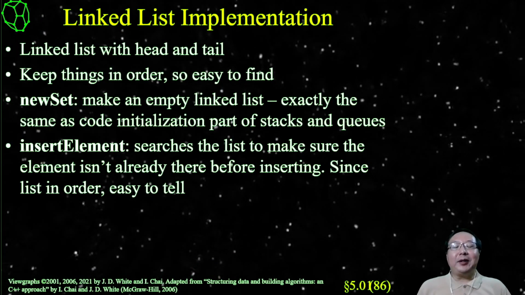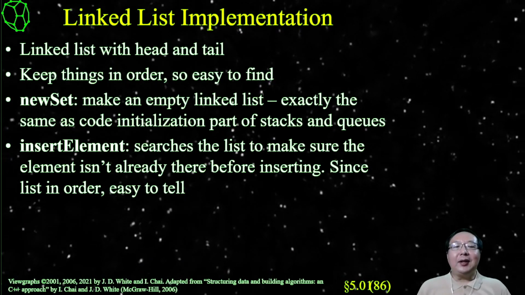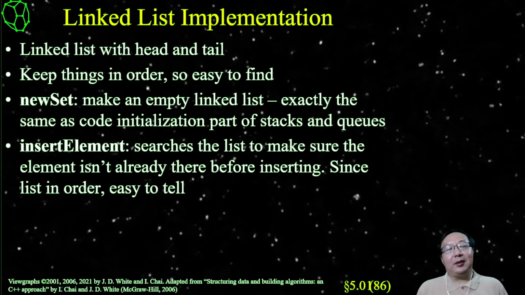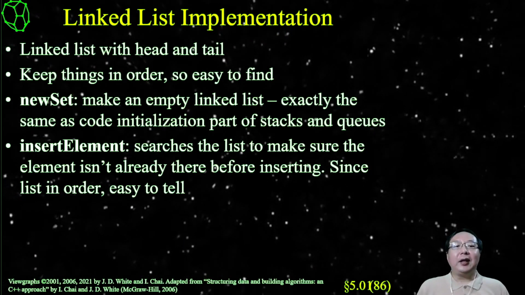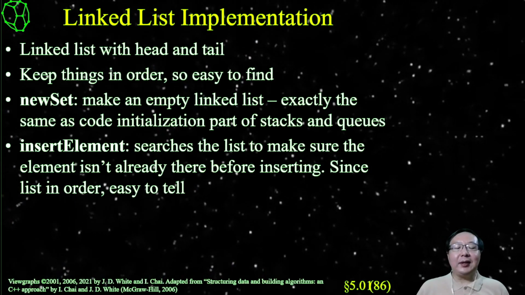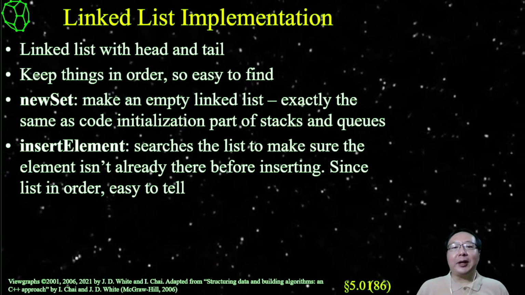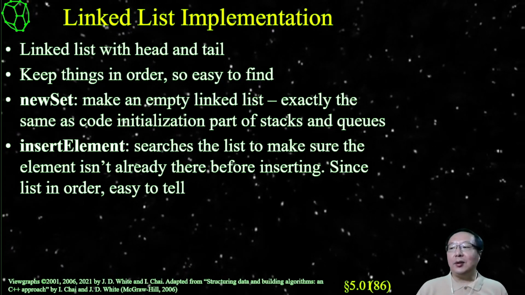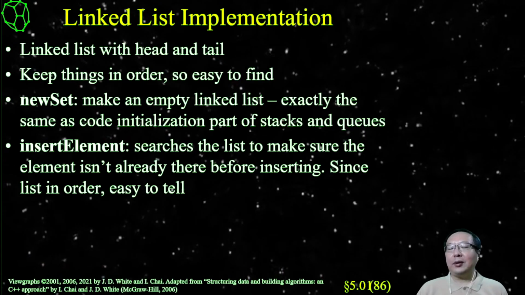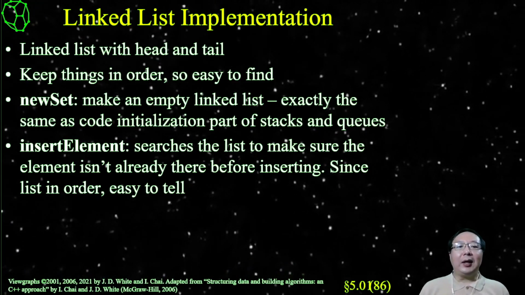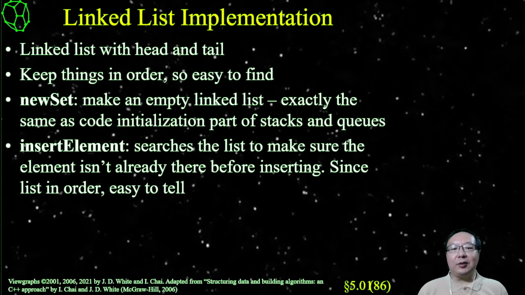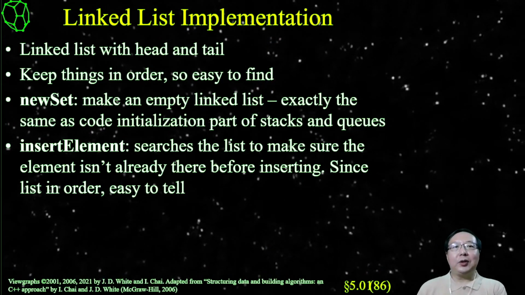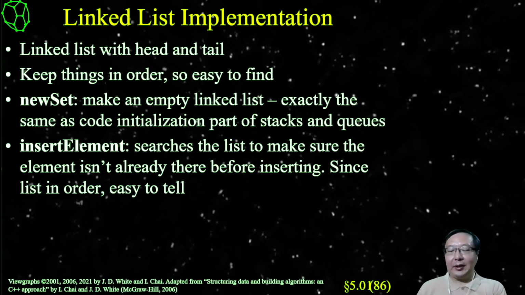Okay, linked list implementation of sets. We have a linked list with a head and tail, and to make it easy to find things, we keep them in alphabetical or numerical order. The new set makes an empty linked list, exactly the same initialization as for stacks and queues. Remember when we did stacks and queues last time, we had new stack and new queue, so it's the same idea. Insert element searches the list to make sure the element isn't already there before inserting. Since the list is in order, once we find the place where it's supposed to go, we can tell.